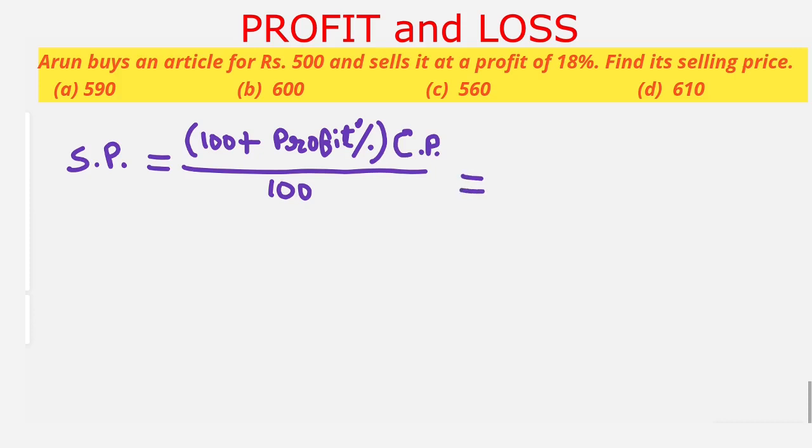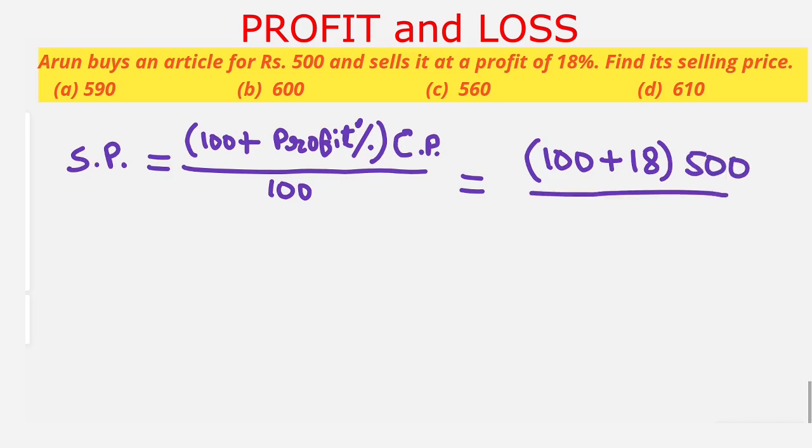We put the values. 100 plus profit percent given to us is 18%. So we write 18 multiplied by CP and cost price given to us is 500 divided by 100. 100 cancels 500 for 5 times. 100 plus 18 is 118 multiplied by 5 is 590. So our answer for SP is SP equal to 590. And from the options given to us, the answer is option A.